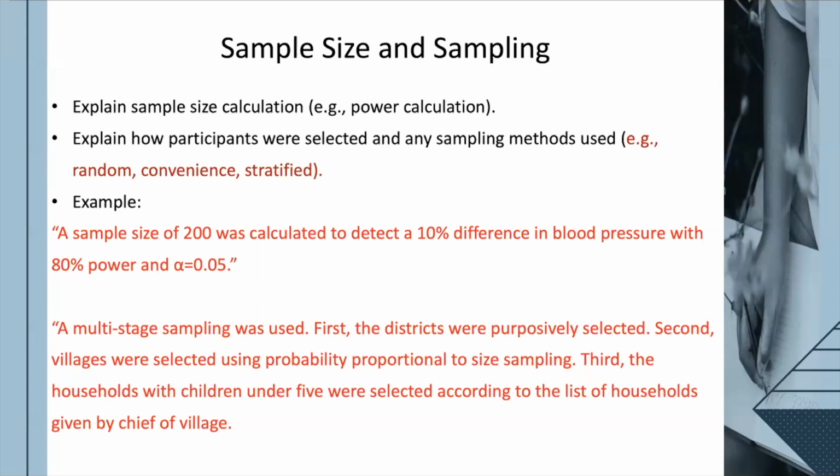Another example, a multi-stage sampling was used. First, the districts were purposefully selected. Second, villages were selected using probability proportional to size sampling. Third, the households with children under 5 were selected according to the list of households given by the Chief of Village.